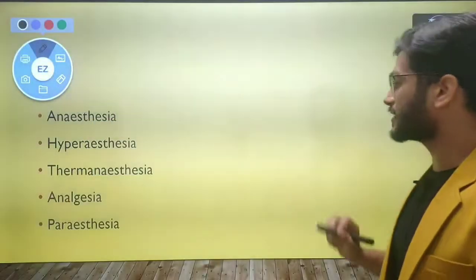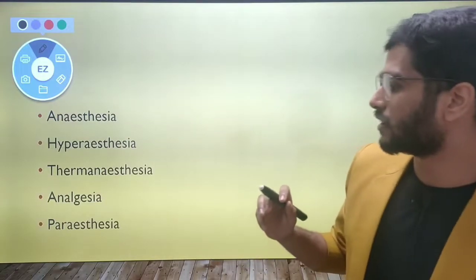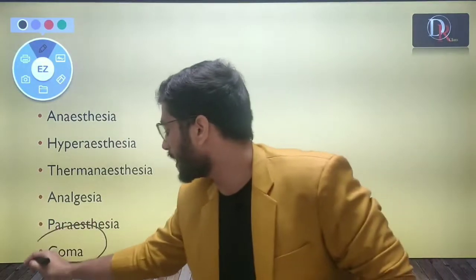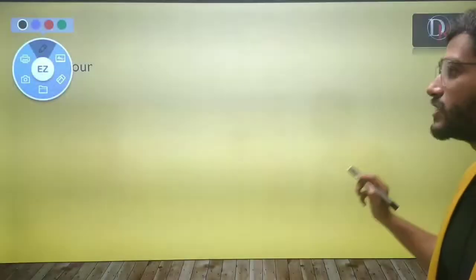So let's look at the next term, and that is coma. Coma is deep unconsciousness. Let's look at the next one, and that is a tumor. We already discussed that the tumor is the increase in the size of tissue due to uncontrolled cell division, right?